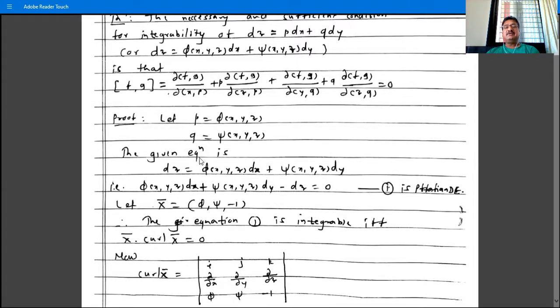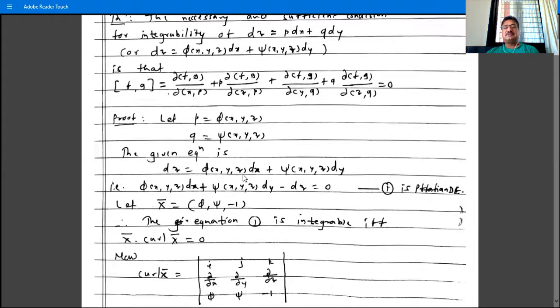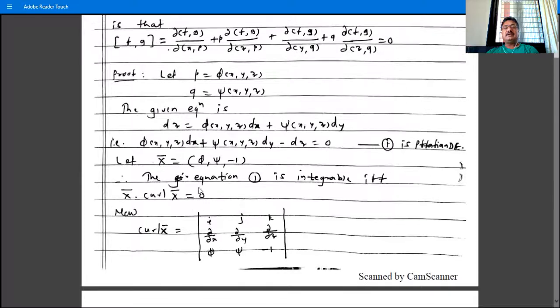Then the given differential equation is dz = p dx + q dy. It is written in the form dz = φ(x,y,z) dx + ψ(x,y,z) dy. So p means φ and q means ψ, and these p and q are functions of x, y, z. So we will write this as φ(x,y,z) dx + ψ(x,y,z) dy − dz = 0.